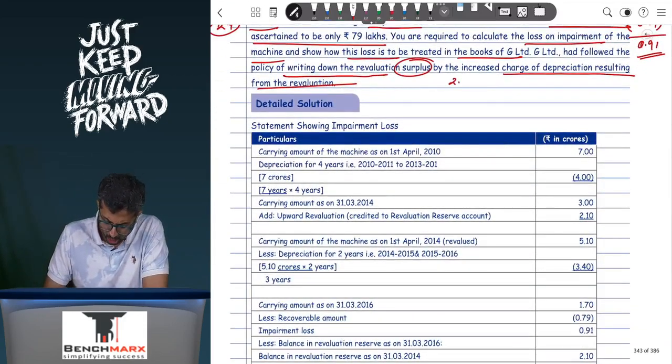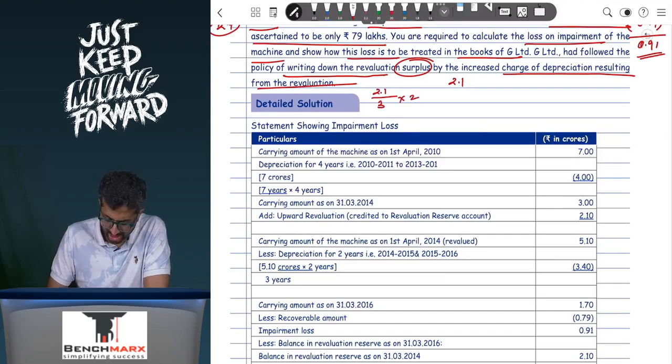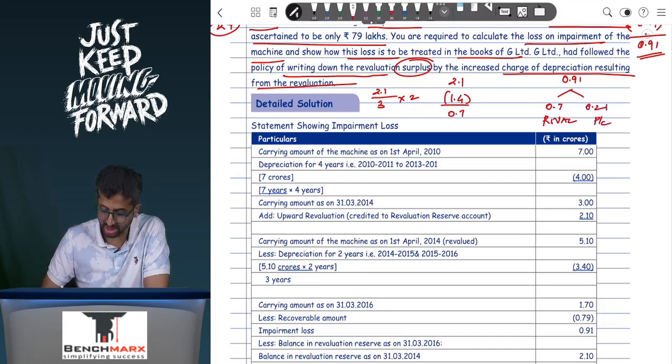So over here we can say 2.1 is the revaluation balance. This 2.1 should be spread over the remaining 3 years, out of which 2 years are done, and hence 1.4 should be written off, and hence the balance in the revaluation reserve is 0.7. So out of the total impairment loss of 0.91, 0.7 will be adjusted against the revaluation surplus, and the remaining 0.21 will be adjusted against the P&L account.